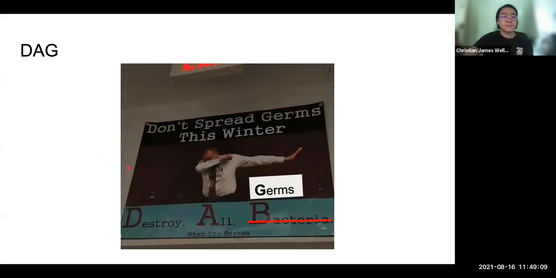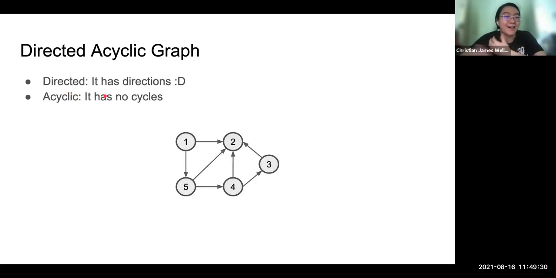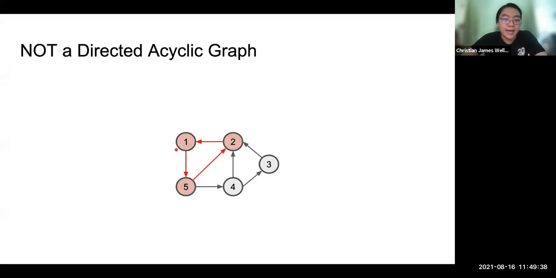Okay. So now finally we have the DAG, in the example I have in the slides. In the COVID era, let's not spread germs, right? So stay safe, everyone. DAG is a directed acyclic graph. Let's talk about the definition a little bit. Directed means it just has directions. Acyclic means that it has no cycles. So this graph is an example of a DAG. It has no cycles. And here's an example where it is not a DAG. Why? Because it has a cycle. I hope that's pretty clear.